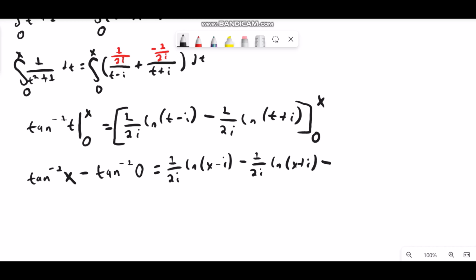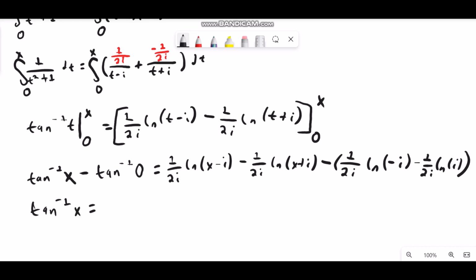Now I have to subtract, and now I have to plug in 0. So we're going to have 1 over 2i natural log of 0 minus i, which is negative i. And then we have 1 over 2i natural log of 0 plus i, which is just i. Now let's simplify. On the left-hand side, we have the inverse tangent of 0. Well, that's just 0, so we just have the inverse tangent of x equals.